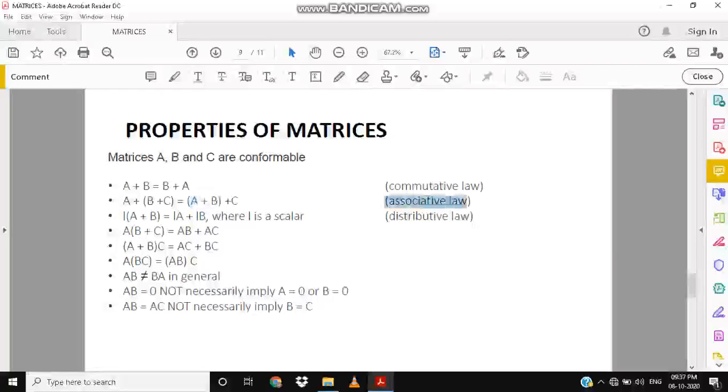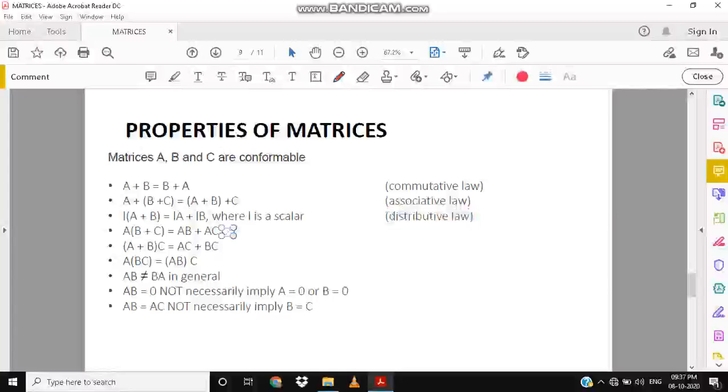Then I into A plus B can be split into normal multiplication. How we do it is that we multiply the scalar quantity with the matrix. So I will be multiplied by A and again I will be multiplied by B. This is called distributive law. Why? Because we distribute the scalar number to both the matrices. Other properties are A into the bracket of B plus C. This is again similar to the distributive law.